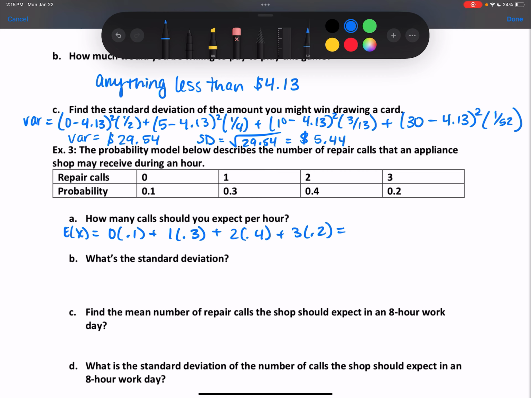That's 1.7, and that's going to be calls per hour. Oh, I almost said dollars.